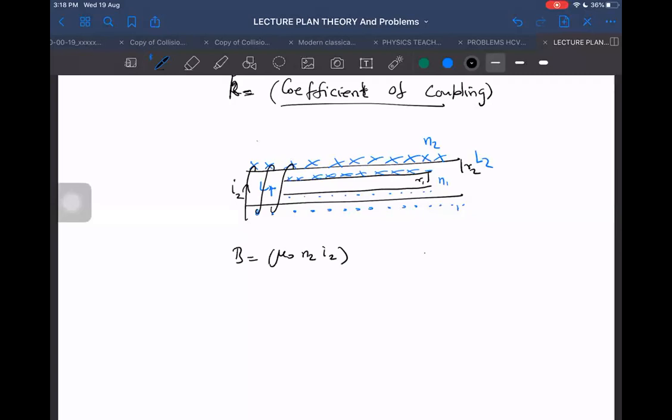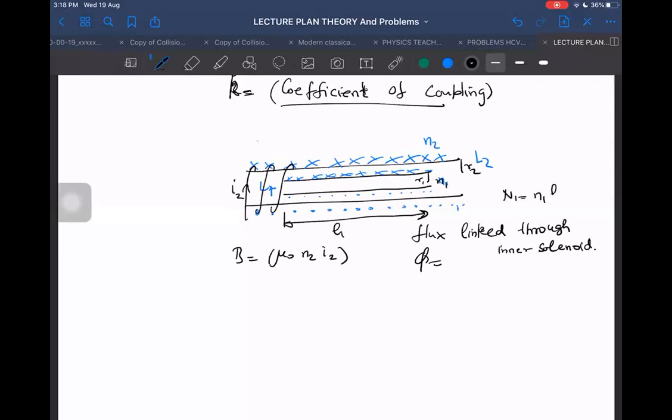What will be the flux linked through the inner solenoid? What is the length of the inner solenoid? Inner length is L1. Number of turns per unit length is small n1. So what will be capital N1? Capital N1 will be n1 into L1. And the area for the inner one will be pi R1 square.